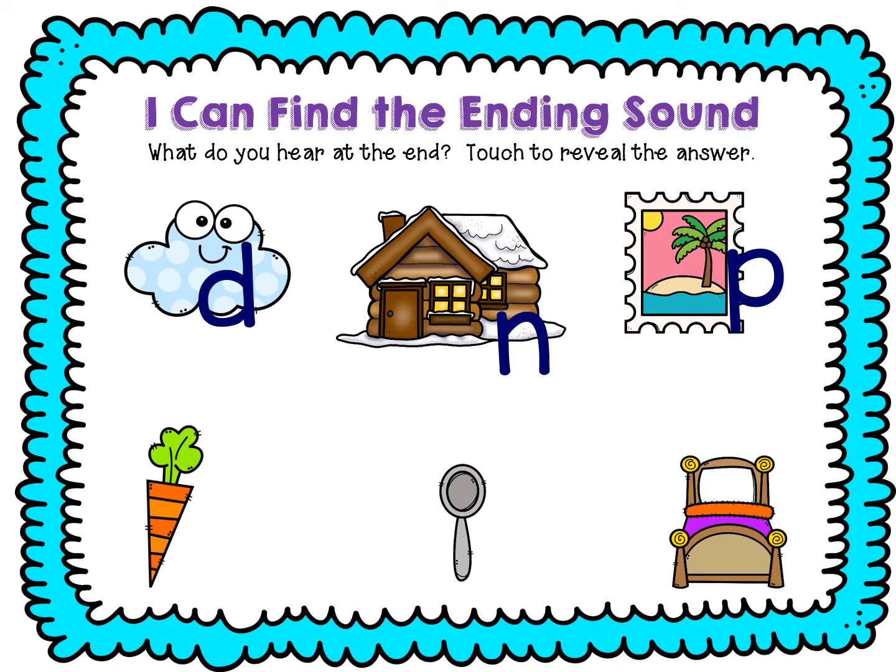Carrot. Ready? Carrot. What letter was that? T. Spoon. Spoon. What letter was that? N. Bed. Bed. What letter was that? D.